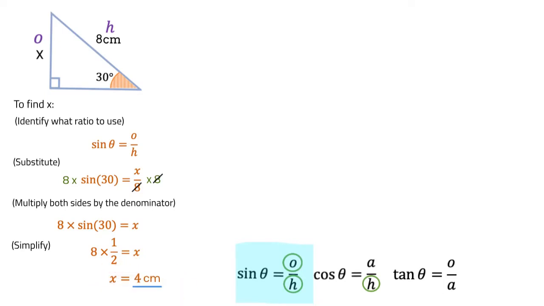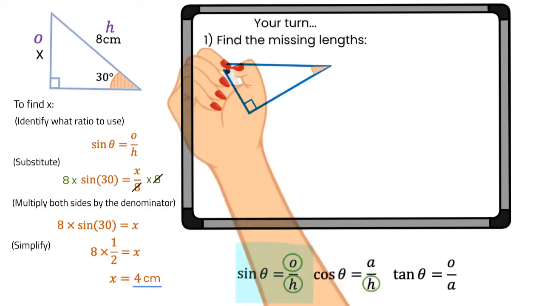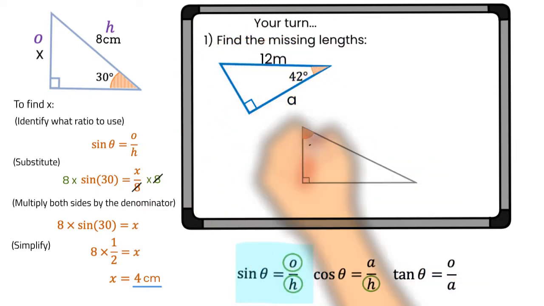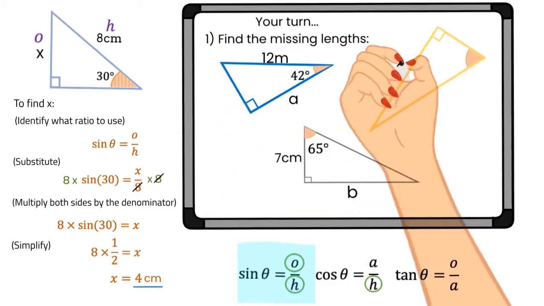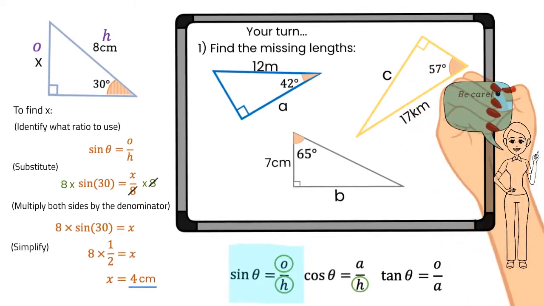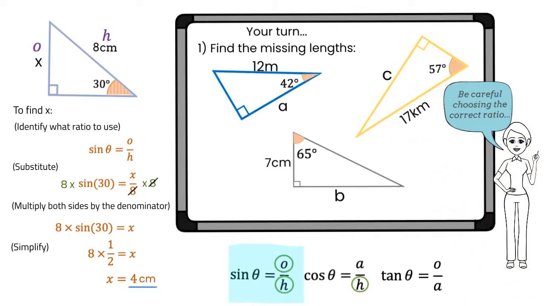Your turn, find the missing lengths on the following right angle triangles. Now a word of advice, always choose the correct ratio. Pause the video here.